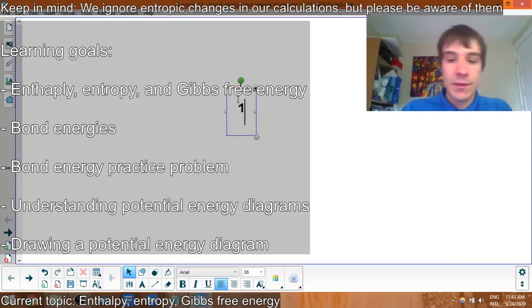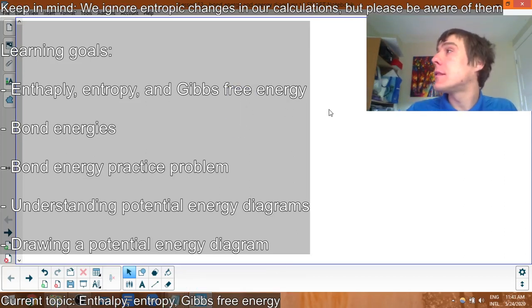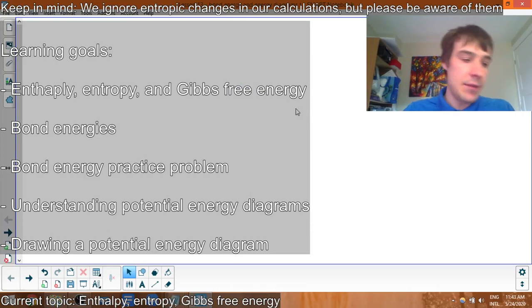Alright, grade 12 chemistry. Let's get started on this one. So today we're talking about enthalpy and entropy and where the energy for chemical reactions actually comes from. So really our main thing here is the bond energy theorem.